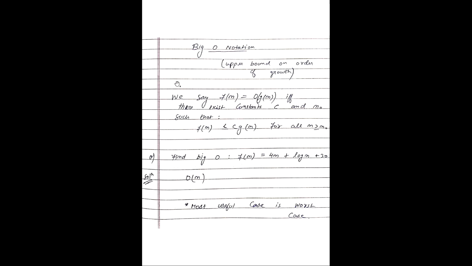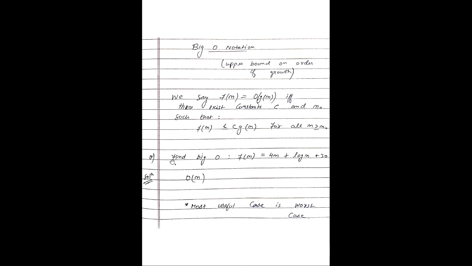Now, if we say that fn is equal to O of gn, there is constant c and numbers such that fn should be less than c times gn. Here c is constant. So this is all definition.